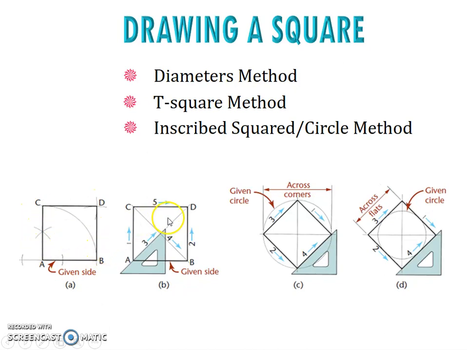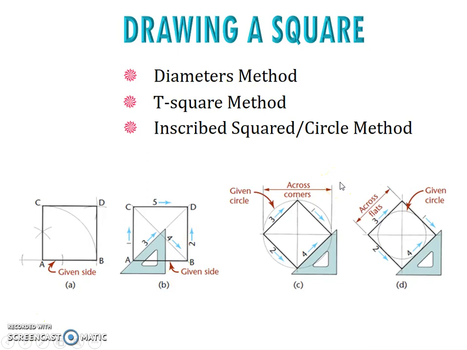Another method which is easier is by using the T-square. Using the 45-degree triangle, you just extend the line to this one and extend another line on this one, and then you can make the lines going up by using the triangles and connect all the points. Then you will get the square.